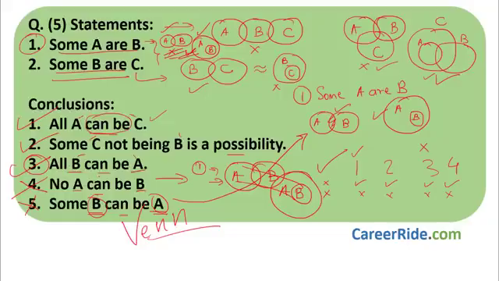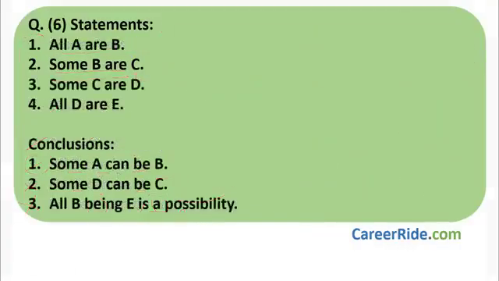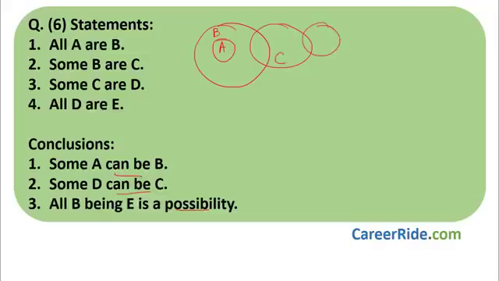Moving to question number 6. Again words like can be, possibility. So possibility questions, we have to draw a Venn diagram and solve it. Let's move on to drawing. All A are B. How do we draw it? This is A, all the A are B. Okay. Some B are C. Some C are D. All the D are E. We can simply draw it like this and say all the D are E.